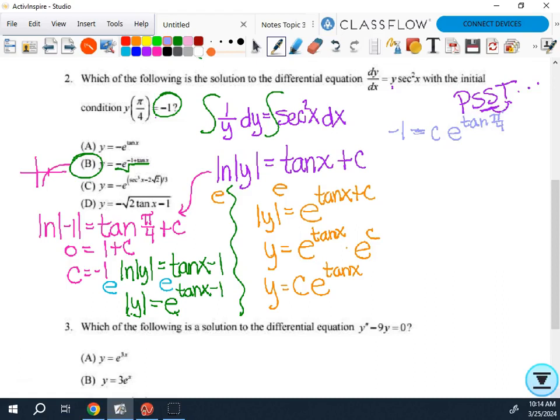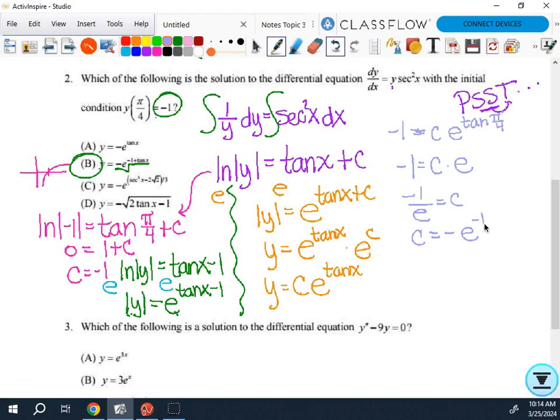So that means that -1 equals c times e, because that's just going to be e to the first power, right? Trying to get c by itself, so -1 over e is equal to c, which means that c is equal to negative e to the -1 power.